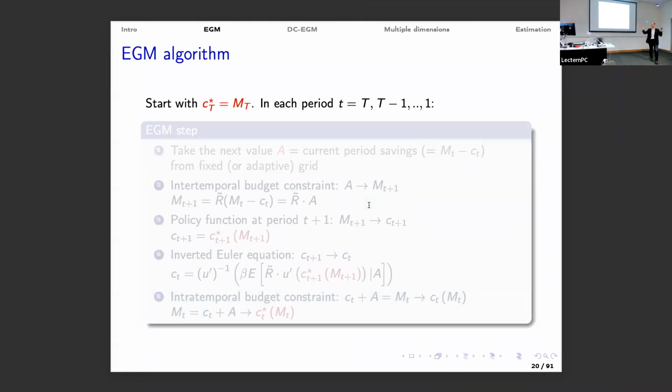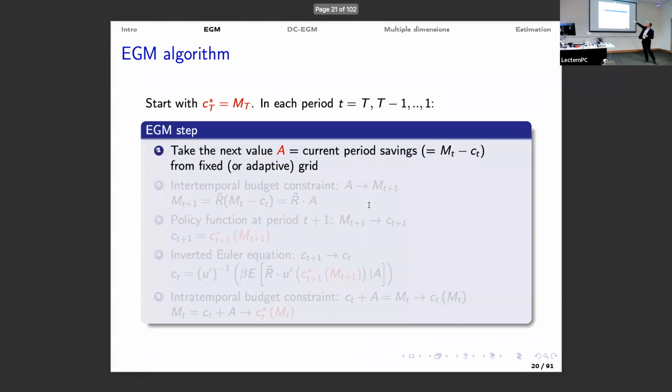So imagine that we fixed a grid on A, which is the end of period savings. And we're doing backwards induction. We already know the policy function in the next time period, that's the C star of T+1. And we fixed the end of period savings, the A, and we're going to go through many values of this A. It's going to be many values of this A that we do this step for.